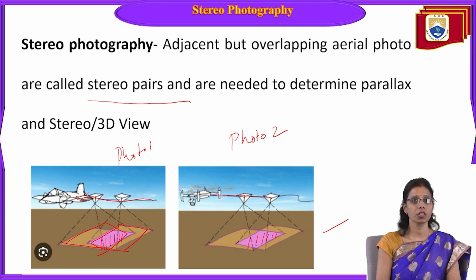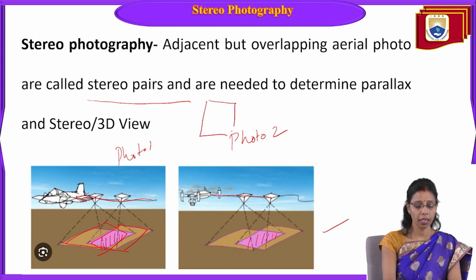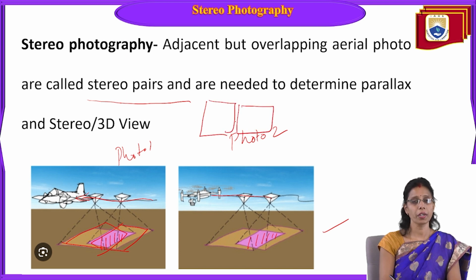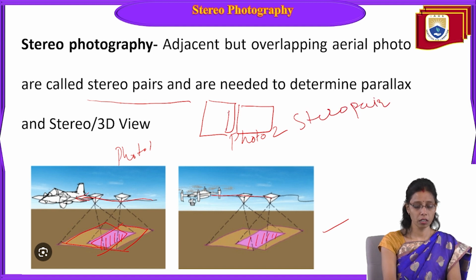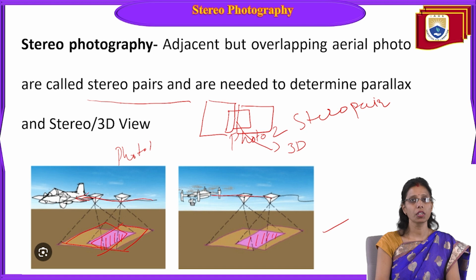Stereo vision means 3D vision. Once we keep these two photos aligned together, with the help of the stereo pair we are able to see 3D in this area. It will show you the 3D vision with the help of the stereo pair. If you want to see the 3D illusion, then we have to take a stereo pair of photos, and that too from the same flight line direction, like photo 1 and photo 2, or photo 3 and photo 4. So stereophotography uses adjacent but overlapping photos.